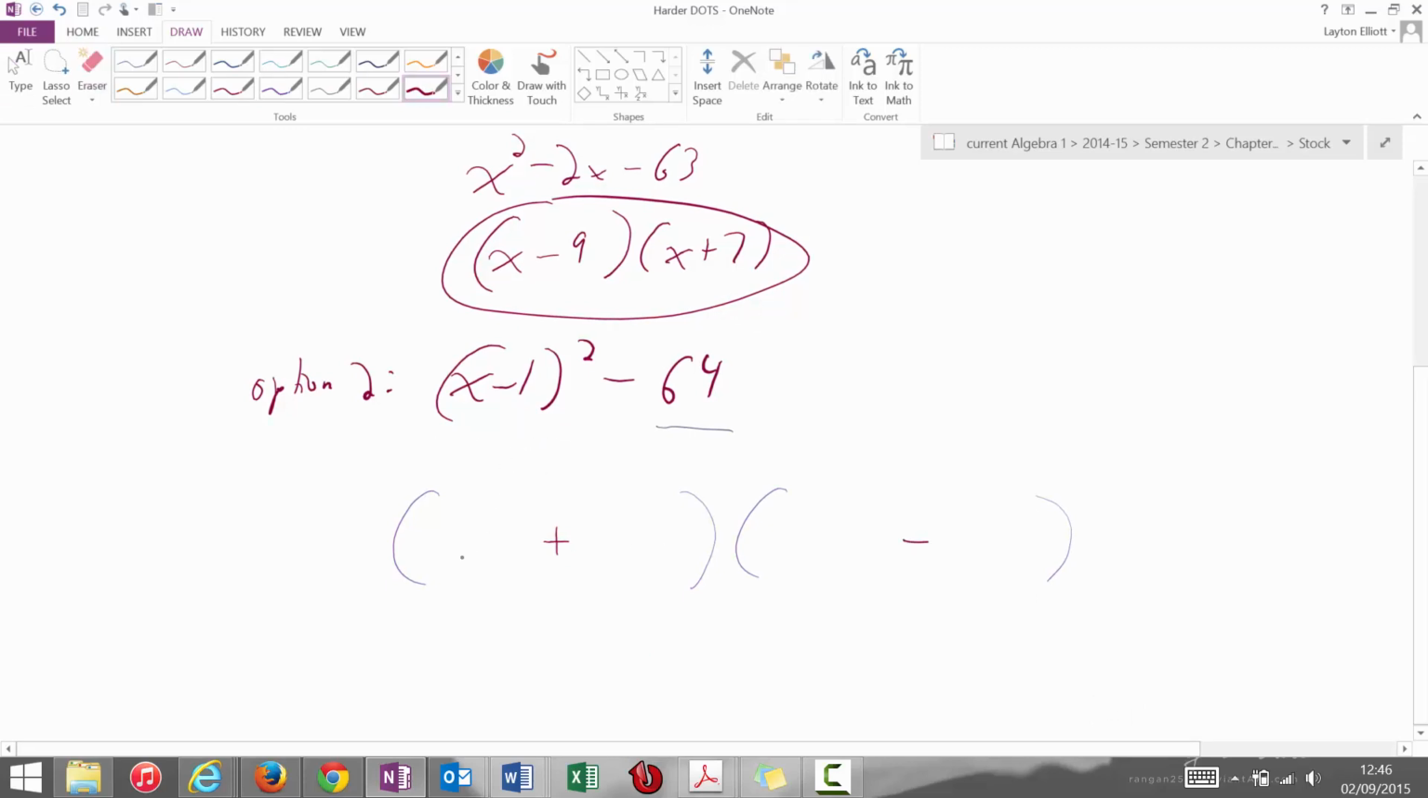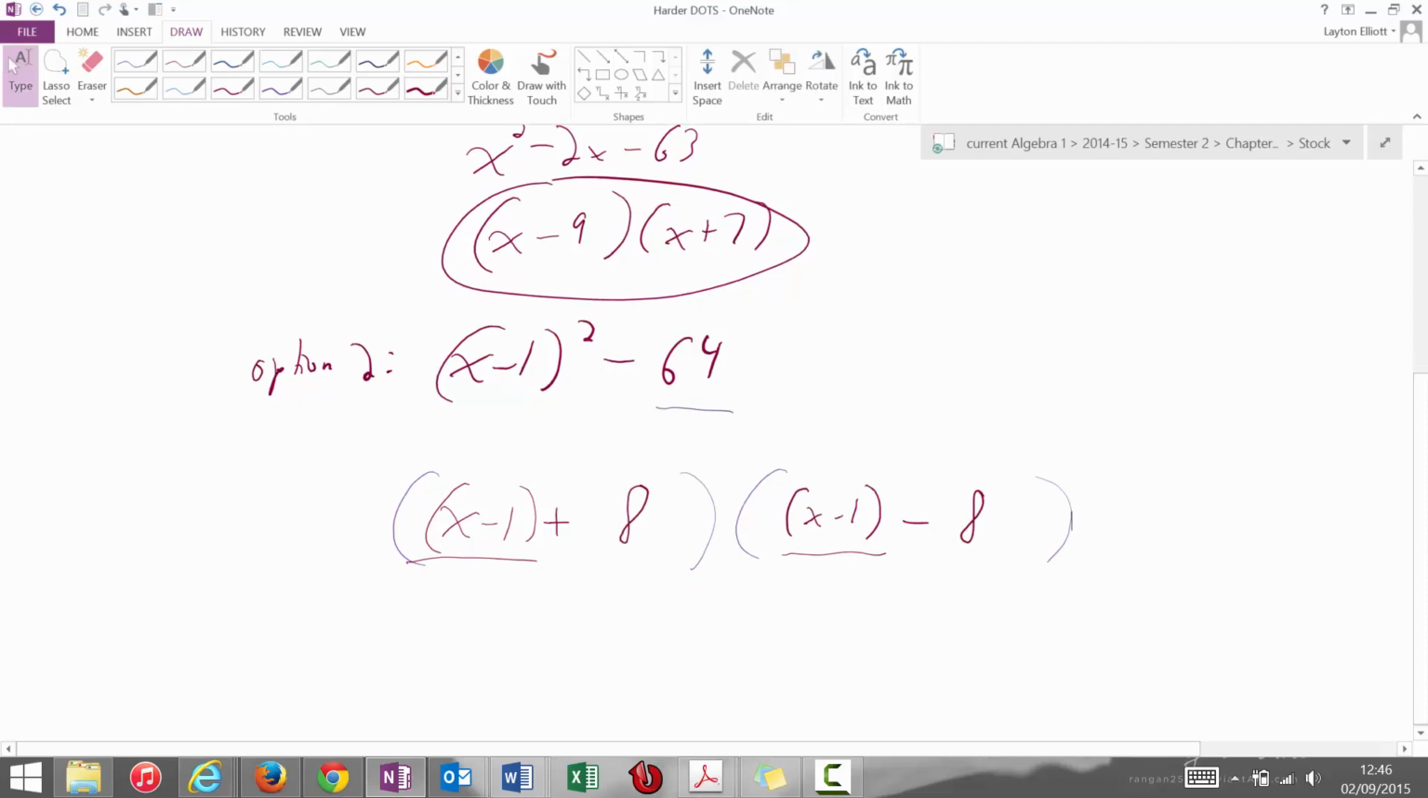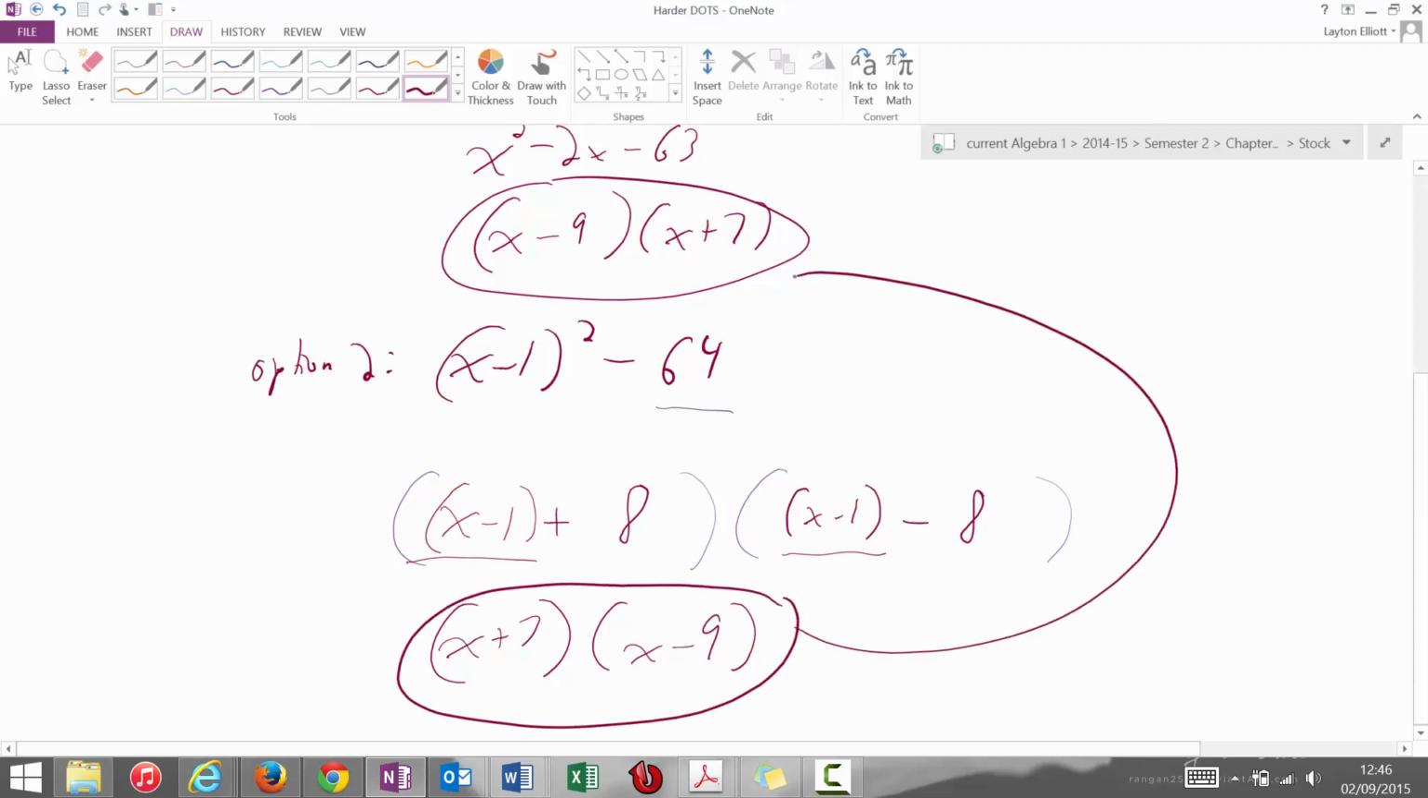What's going to go in this first spot, identical in both binomials, is this: (x − 1)² will just become an x − 1 and an x − 1. And the 64 splits to become an 8 and an 8. And if I simplify this, this is x + 7 and this is x − 9, which, as you note, is the same thing we just got up here.